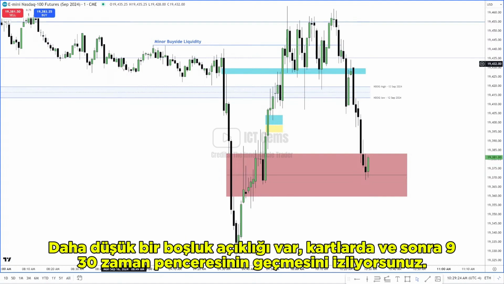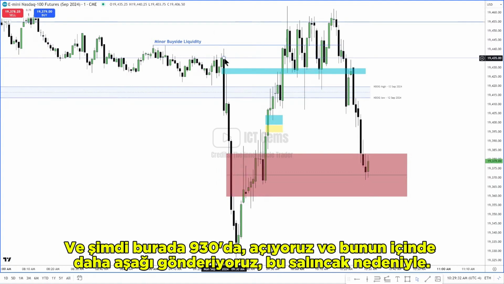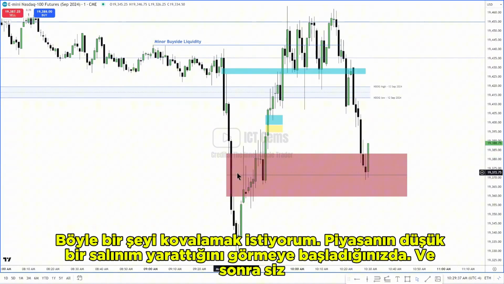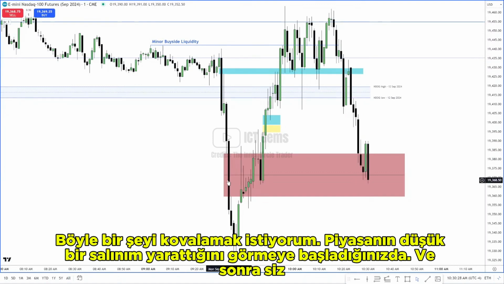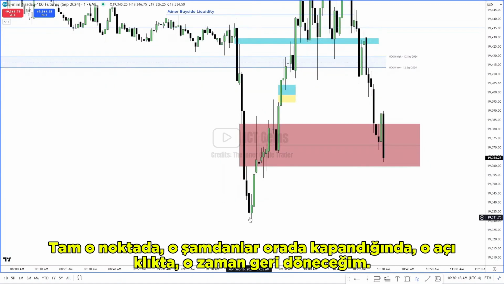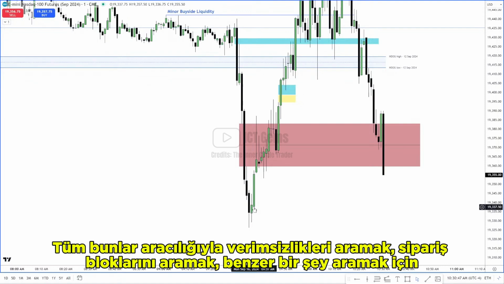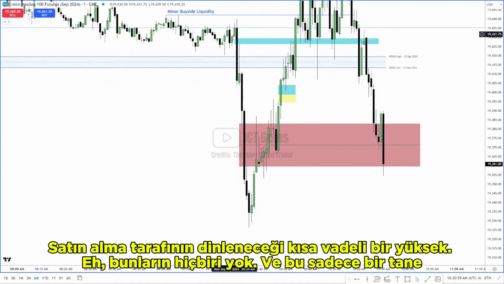And then if you have a lower gap opening that's in the cards and then you watch the 9:30 time window come to pass, and now here at 9:30, we open and they just send it lower, that's a Judas swing. You don't ever want to chase something like that. When you start seeing the market create a swing low, and then right at that candlestick's close, that opening, that's when I'm going back through all of this to look for inefficiencies, to look for order blocks, to look for anything like a short-term high where buy side would rest.